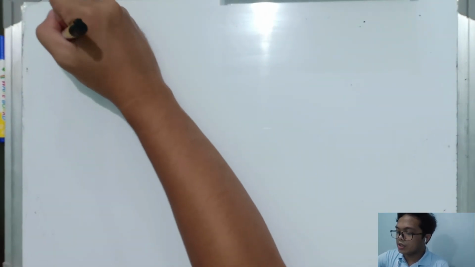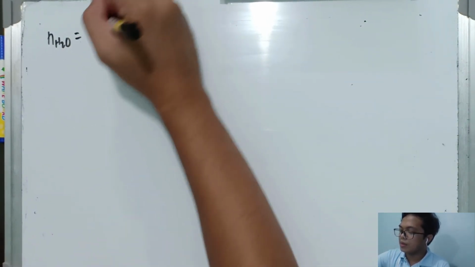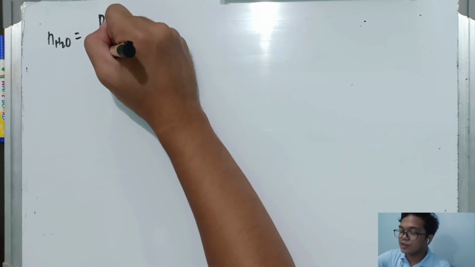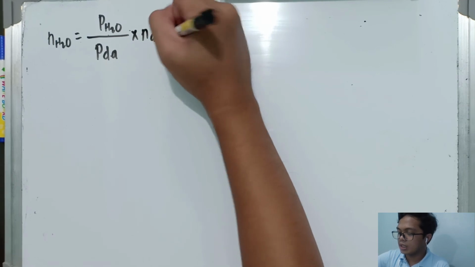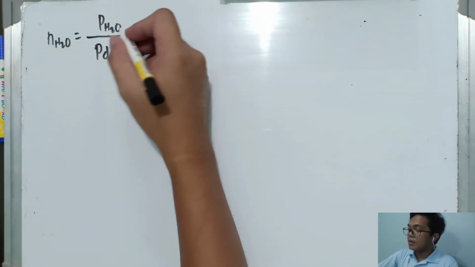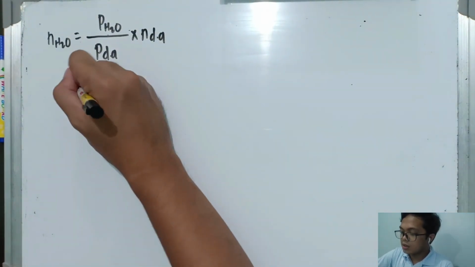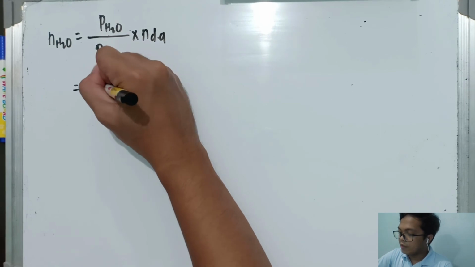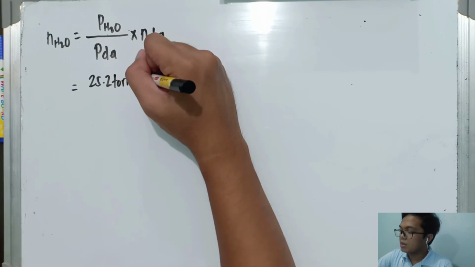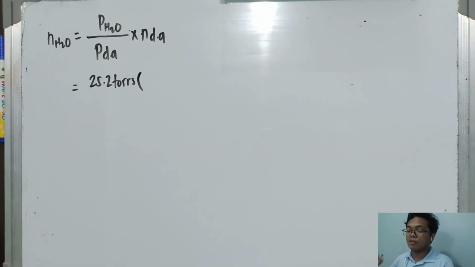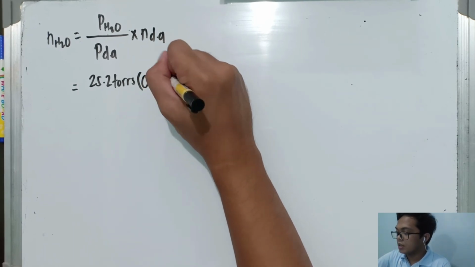We get our NH2O. This would be equal to pH2O over our pressure of dry air multiplied by the number of moles of dry air. So now we have our pH2O. Again, it's equal to PS times RH. So our PS is 25.2 torrs. So let me just write that. So torrs multiplied by our relative humidity, which in this case is 70% or 0.7.